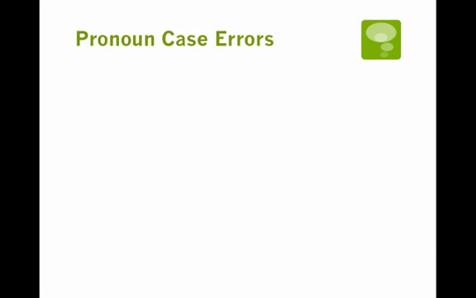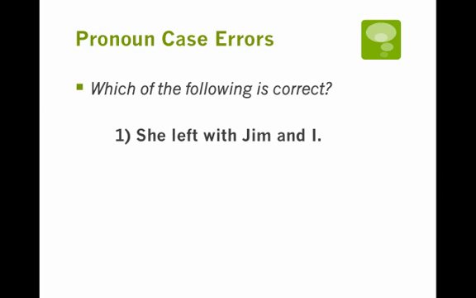Pronoun case errors tend to happen most with the objective case and also with reflexive pronouns. So let's take a look at some examples. She left with Jim and I. Is this correct? How many of you grew up with people saying, it's you and I, not you and me. You must speak proper English.